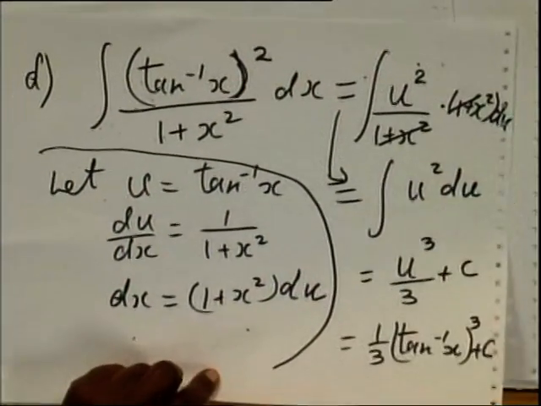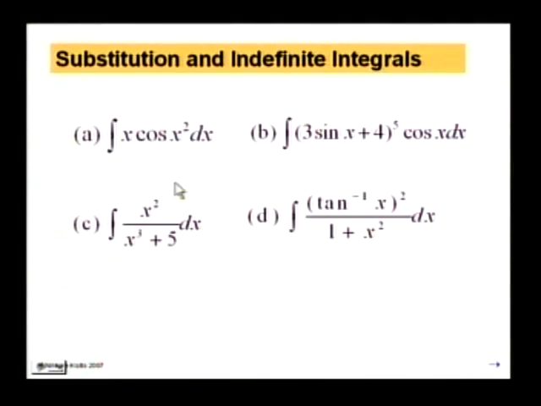Now let me go back on the screen. Part A, I'm not going to do it. You can do it yourself. Try it. Remember I have x times cos x squared dx. The integral of this one, I'm going to say let u equal to x squared. Let u equal to x squared, and then when you take the derivative and simplify, you're going to end up maybe with cos u du and so on. But let u equal to x squared in part A.